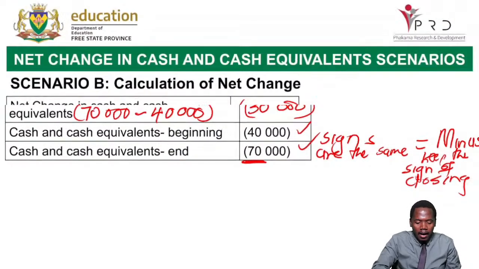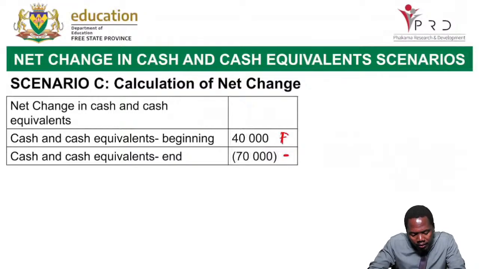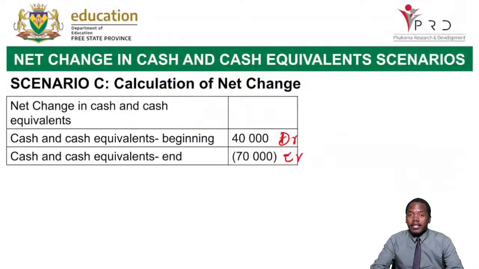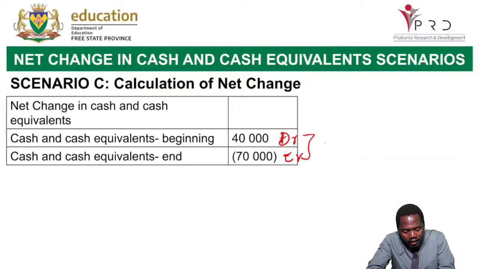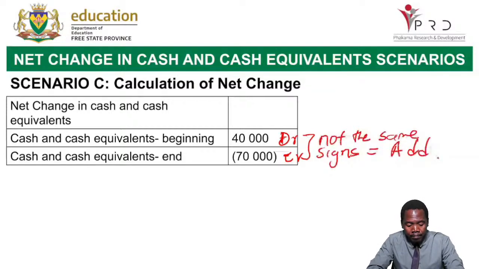Now let's look at the next one now. Next one now becomes the opening is a plus, the closing is a minus now. Or let me put this is a debit and this is a credit. Signs are not the same now. What do we do if signs are not the same? Not the same signs. If signs are not the same, you do what now? You add, because this is accounting, it's not math. So we add. We have proven that using the T account. Why are we saying this? Signs are not the same.